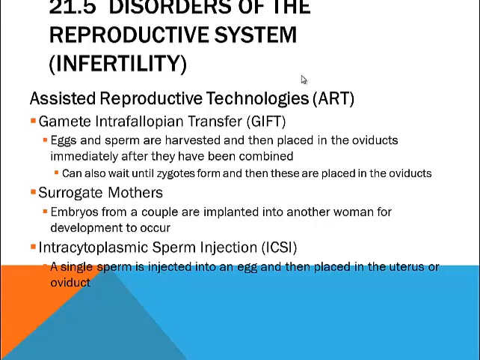GIFT, or gamete intrafallopian transfer, is when the eggs and sperm are harvested and then placed in the oviducts immediately after they've been combined. You can also wait until the zygotes form. You can sort these zygotes and then place the chosen ones into the oviducts. Surrogate mothers are contracted and paid. The embryo from a couple is implanted into another woman for development to occur. And finally, intracytoplasmic sperm injection, or ICSI, is used when a male has severe infertility problems. A single sperm is injected into an egg and then placed in the uterus, or the oviduct.